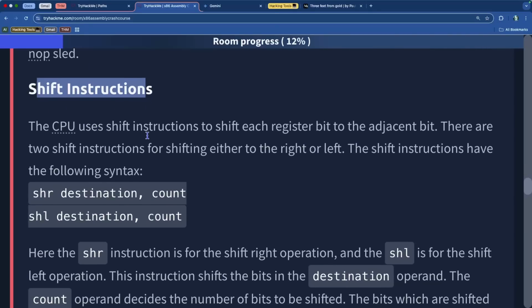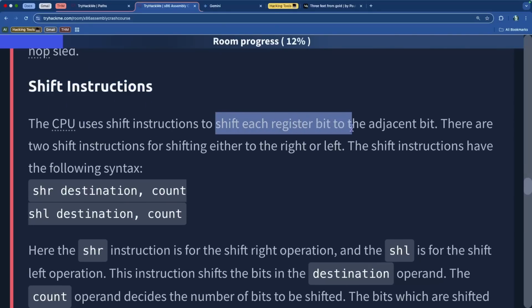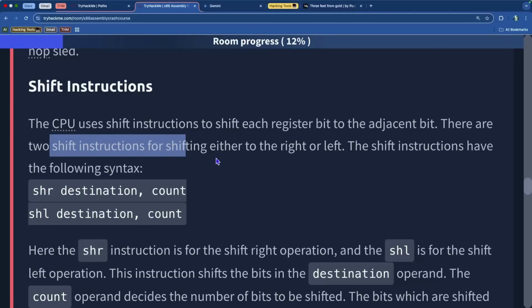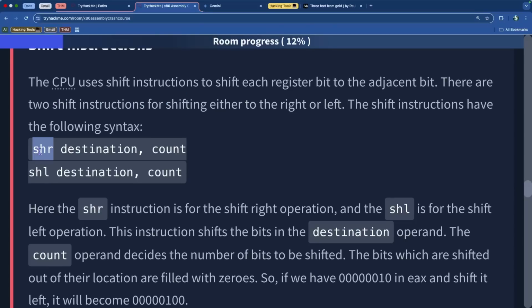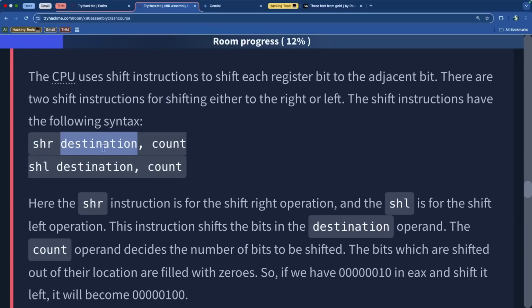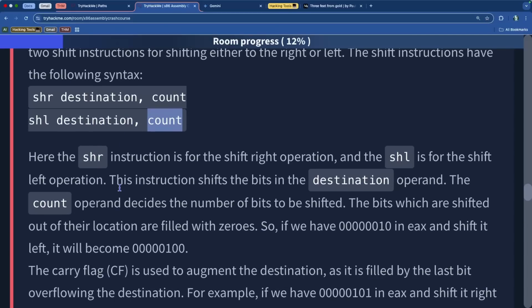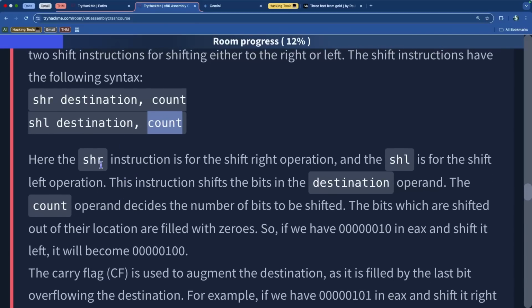Shift instructions are used to shift each register bit to the adjacent bit. So there are 2 shift instructions for shifting either to the right or the left, and it could be SHR or SHL, right? Destination and count. So shift to this destination by the following count, and SHR is to the right, and then SHL would be to the left. So shift to this destination by this count, a certain number of bits, right? So the SHR is shift right and the SHL is shift left.